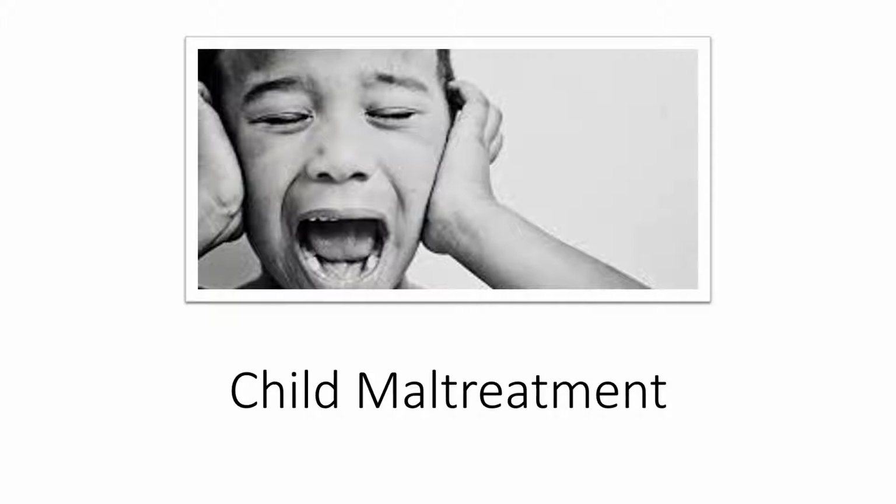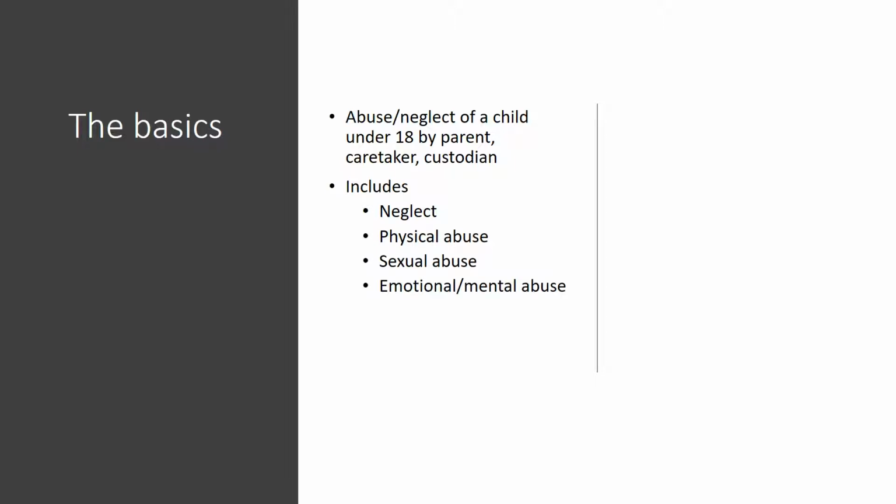On the flip side, we've got children who are victims of violence from the hands of adults, so child maltreatment. Youth violence looks at violence between children and among youth, and child maltreatment looks at children suffering at the hands of adults, particularly caretakers. Child maltreatment involves the abuse or neglect of a child under the age of 18 by a parent or a caretaker or somebody in a custodial role, whoever is supposed to be taking care of and providing for these children. It includes neglect, physical abuse, sexual abuse, emotional and mental abuse, and other forms of abuse.